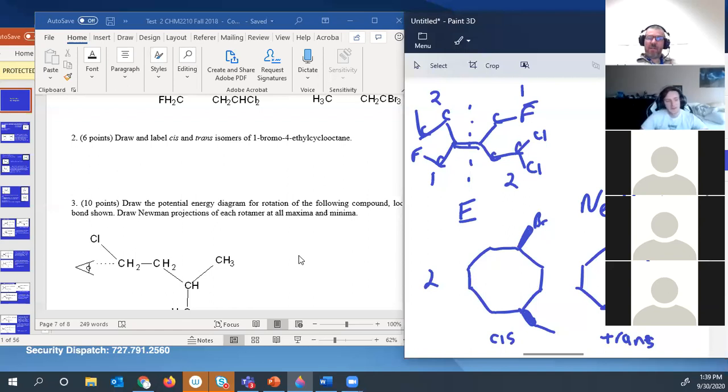So let me say it again. They're both wedged, it's cis. They're both dashed, it's cis. One wedged, one dashed is trans.